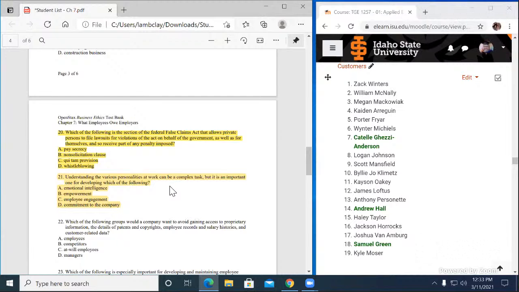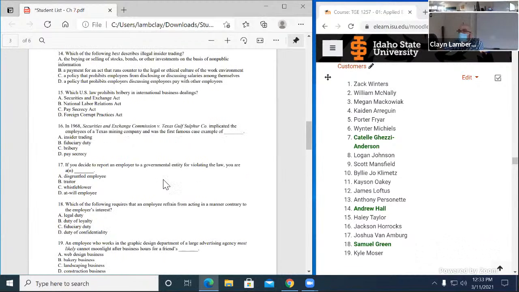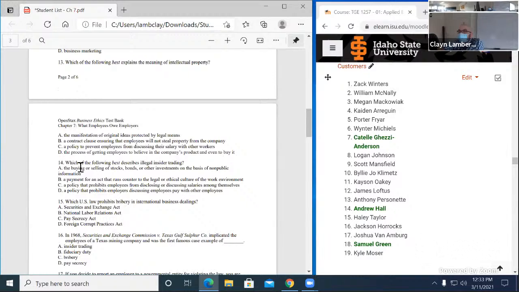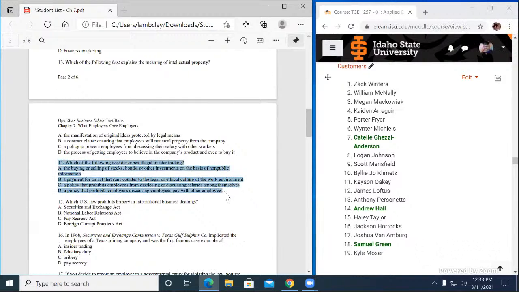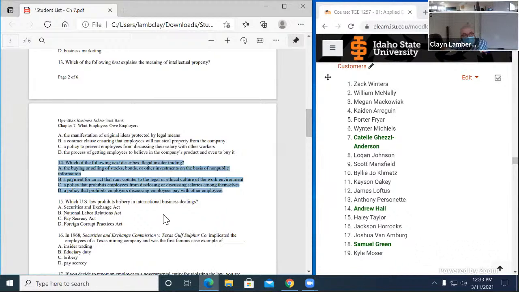Okay, I'll do number 14. Number 14, got it. Which of the following best describes illegal insider trading? The answer to that is A, the buying or selling of stocks, bonds, or other investments on the basis of non-public info. Okay, now we talked, this was a major chunk of this section.